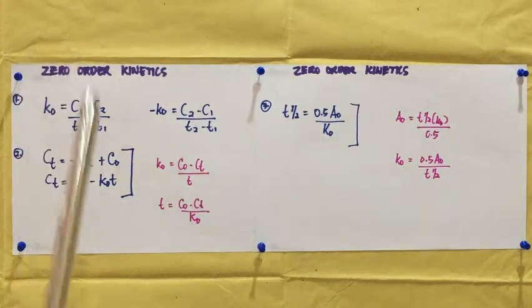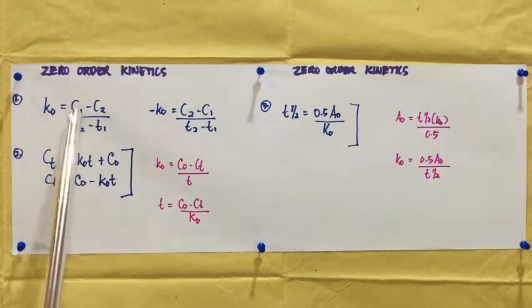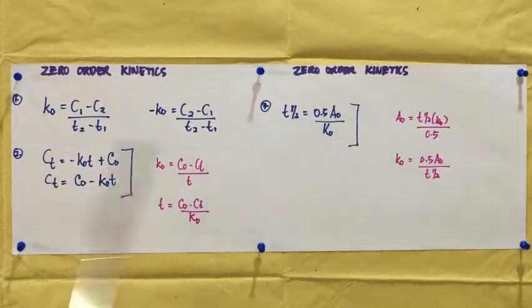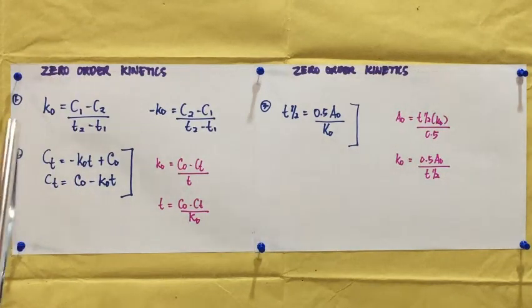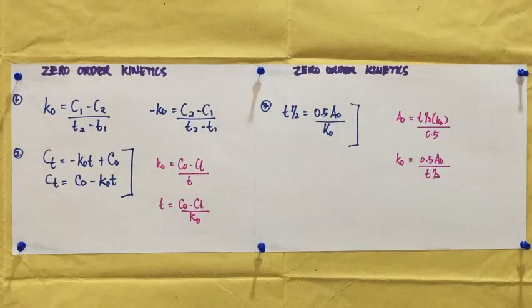So you only have to memorize 3 formulas, and from these 3 formulas, you can derive whatever is being asked from the question. So always remember these 3 formulas apply only for zero-order kinetics.